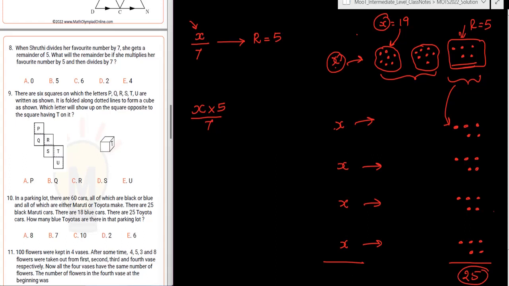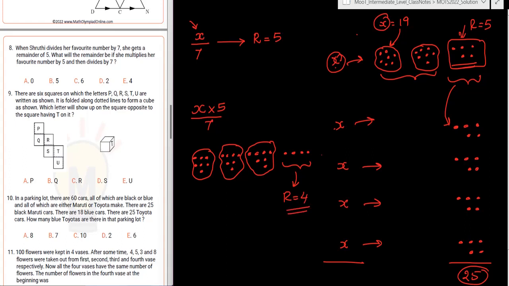Now, among these 25 dots, you can again put them into groups of 7 because they have become more than 7. So you can take these 25 dots and put them into groups of 7. How would you do that? You would do 1, 2, 3, 4, 5, 6, 7. This is one group. Then 8, 9, 10, 11, 12, 13, 14. This is another group of 7. 15, 16, 17, 18, 19, 20, 21. This is another group of 7. And then you have 4 more left. 22, 23, 24, 25. So the real remainder now will be 4.